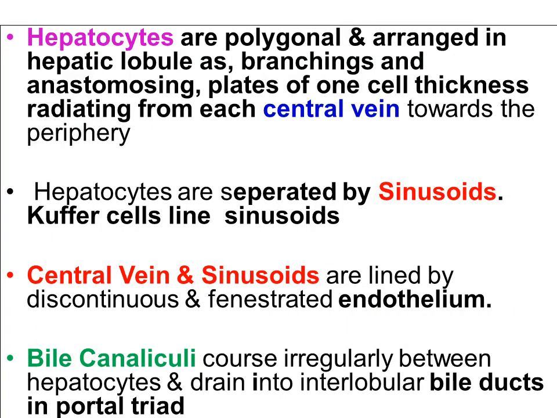The hepatocytes are polygonal and are arranged in hepatic lobules as branching and anastomosing plates or cords of one cell thickness radiating from each central vein towards the periphery. The hepatocytes form the hepatic laminae. They are separated by sinusoids. Sinusoids are fenestrated and discontinuous epithelium. Also present in the sinusoids are Kupffer cells. The bile canaliculi course irregularly between the hepatocytes and drain into the interlobular bile ducts in the portal triad.